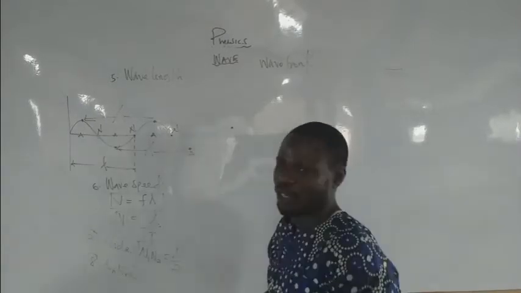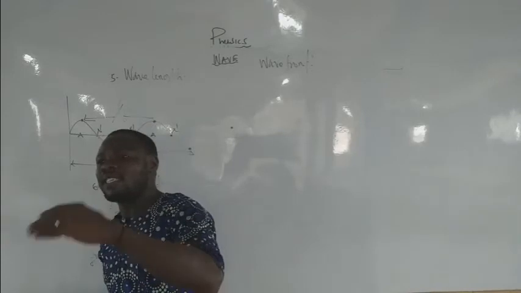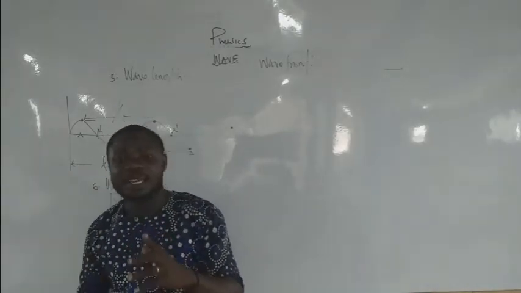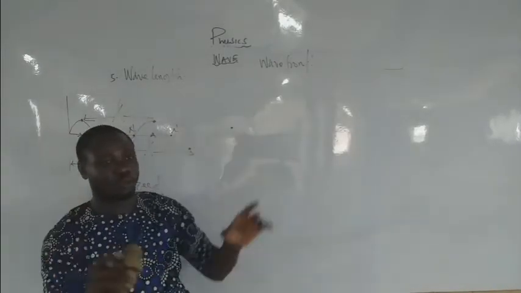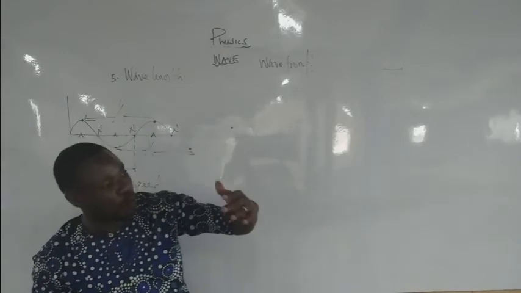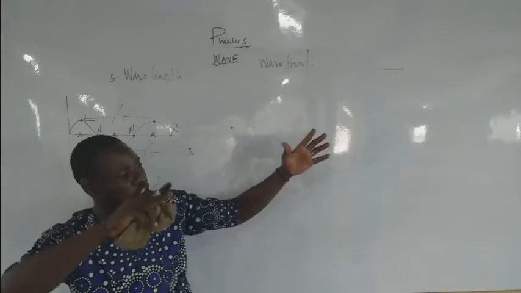What's a wave front? A wave front is a line or section through an advancing wave where all particles are in phase. Again, a wave front is a line or section through an advancing wave. An advancing wave means what? A wave that is moving, spreading out, where all particles are in phase.